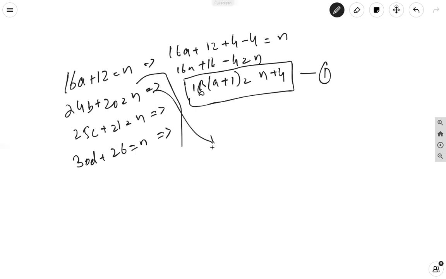Now if I do the same for the second, this is 24b plus 20 plus 4 minus 4 equals n. And this is 24 times (b plus 1) equals n plus 4.